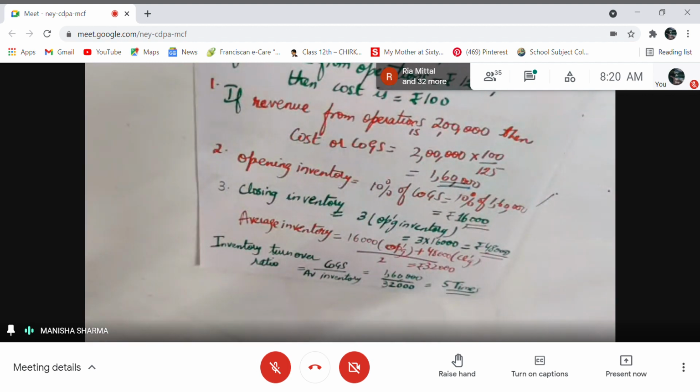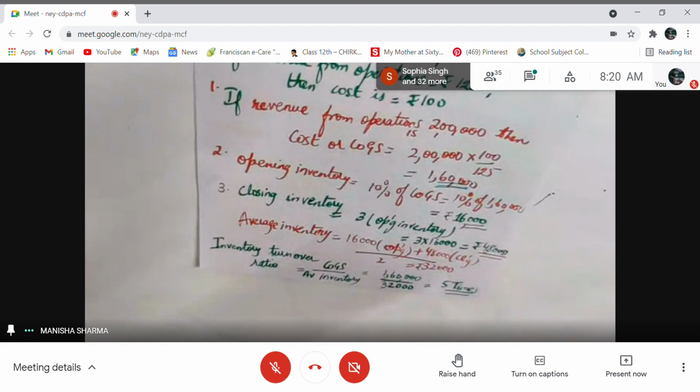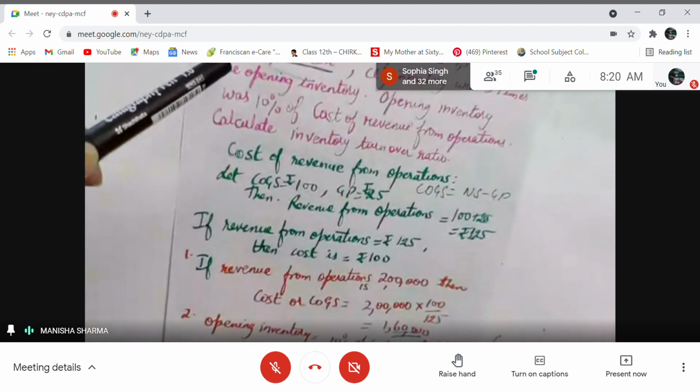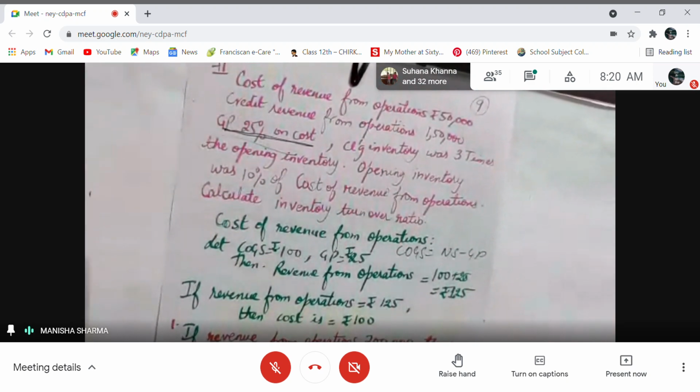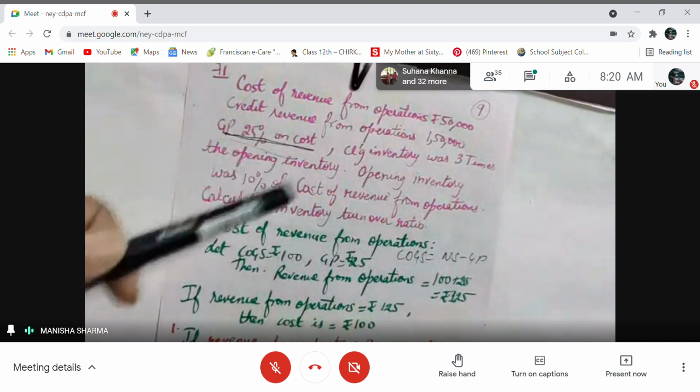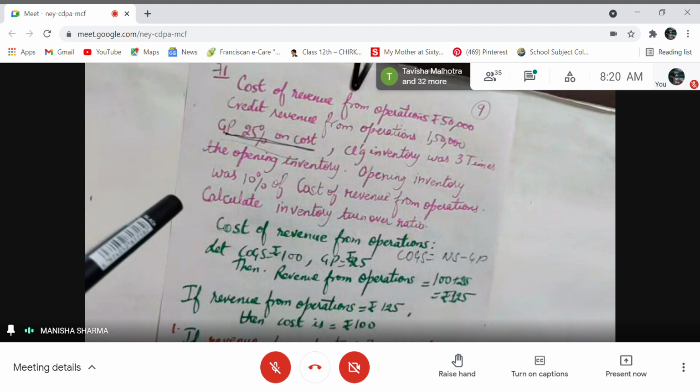The one main thing we've learned from this sum is that if GP is on sales, it will be very easy to calculate, right? This is just a quick recap because it will be utilized in the next sum also. I did not take the next illustration, but the same concept will be used.